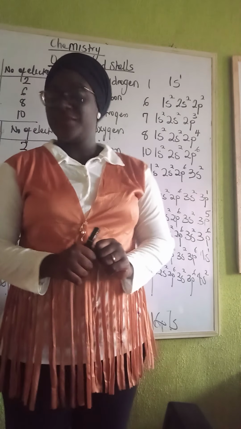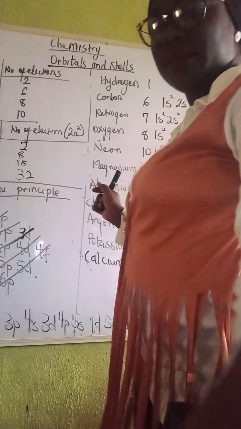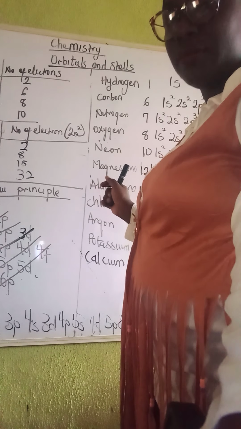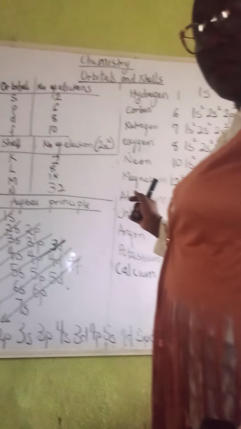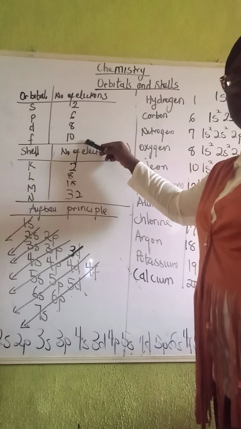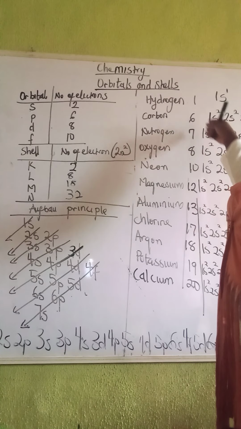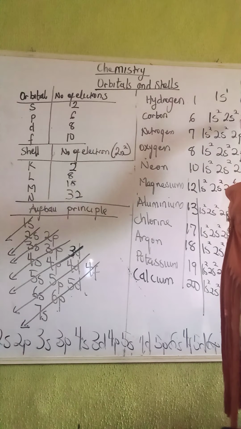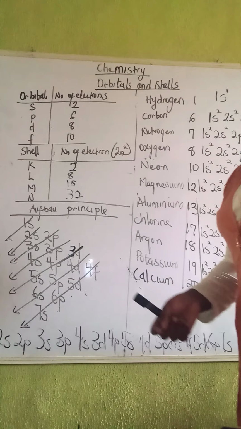Is that taken? Always take notes of your orbitals and the shells. That's the most important thing, to know the number of electrons each can accommodate, after which you can go ahead, look at the atomic number, and write the electronic configuration.